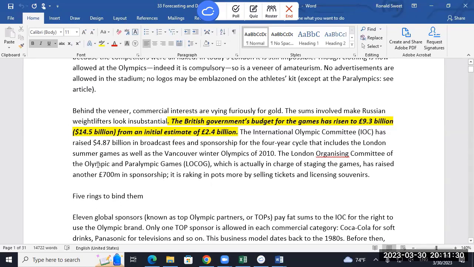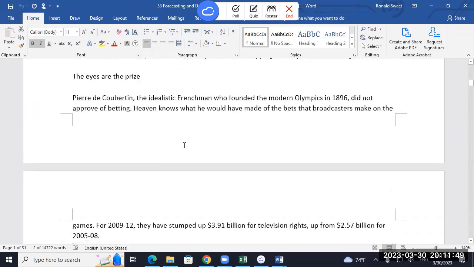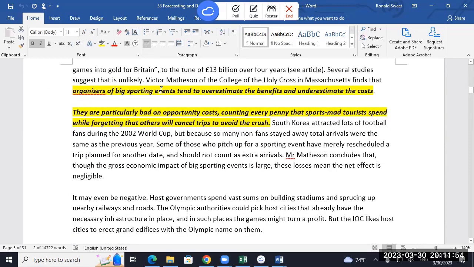This is an article on budgeting for major infrastructure projects. The British government's budget for the games rose to 9.3 billion from an original estimate of 2.4 billion. You can say, how bad could they be? But if you look at the average, organizers of big sporting events tend to overestimate the benefits and underestimate the costs. They are particularly bad on opportunity costs, counting every penny that the tourists are going to spend, but forgetting to subtract the people that are avoiding that area because of the Olympics.